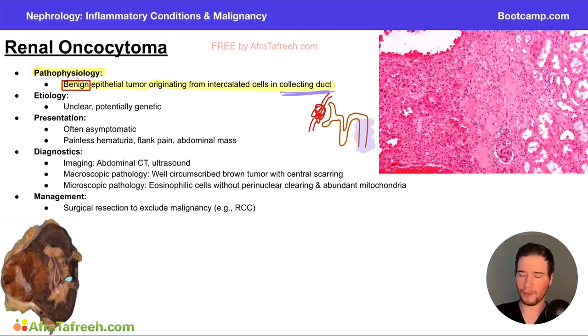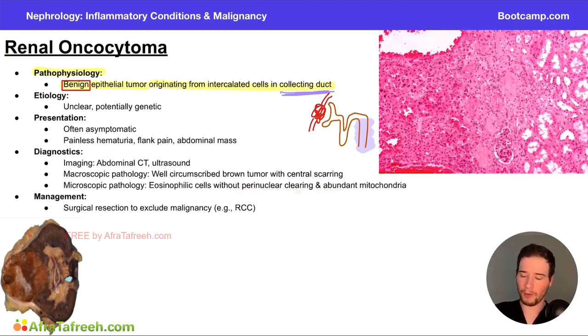And in that collecting duct, we have a variety of different types of cells. We have alpha intercalated cells, beta intercalated cells, and those are specific types of cells that we typically see this tumor develop in. That is a very nitty-gritty question. I really don't expect them to ask you that, but potentially they could. So knowing it's the intercalated cells in the collecting duct is a fact to have in the back of your head.